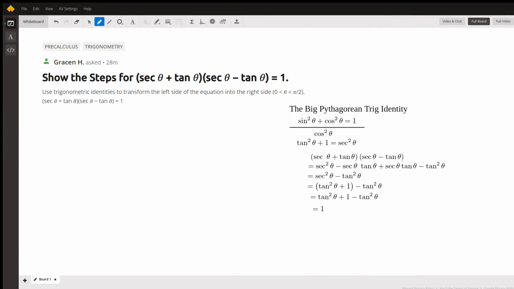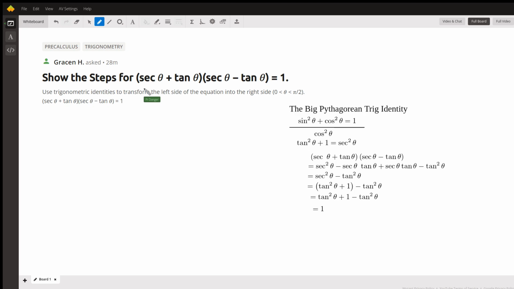I wanted to answer a question today that was submitted a little over a half hour ago. I know this says 28 minutes, but that was when I copy and pasted it in there probably 15 minutes ago. Anyway, I wanted to answer this question about a trig identity.